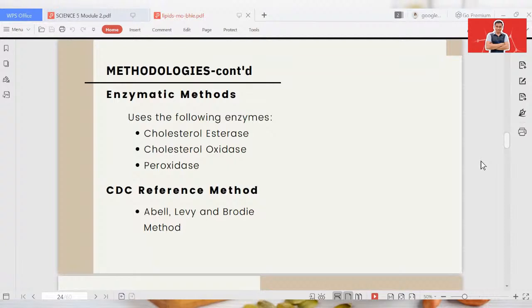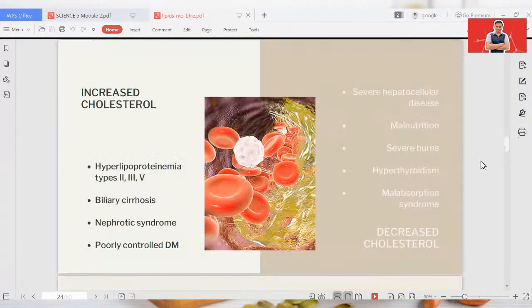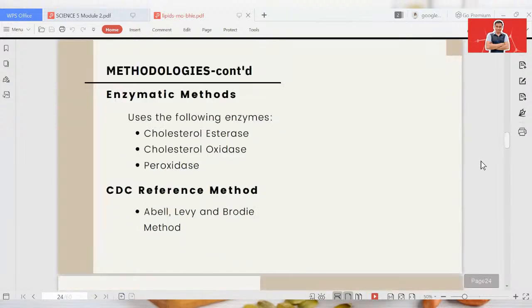Then, the third step, oxidation of quinonimine by hydrogen peroxide with the peroxidase enzyme, which catalyzes the reaction to produce the color end product. And then the CDC reference method is the Abell, Levy, and Brodie method. The Abell-Kendall is the three-step procedure where it uses colorimetry, extraction, and saponification.